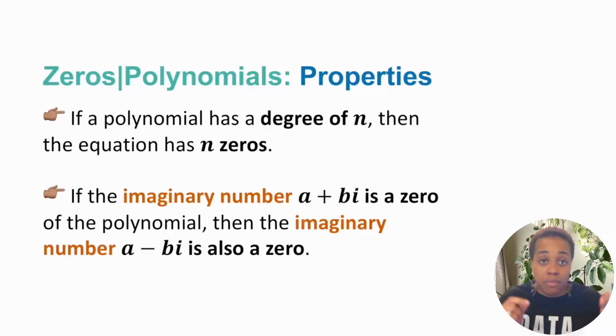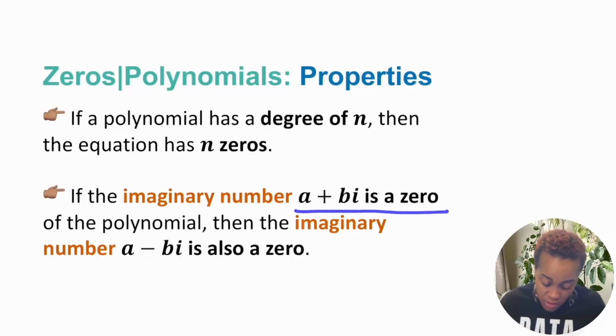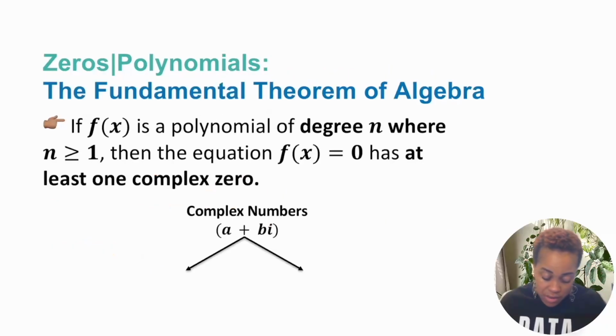If you end up with an imaginary number as a zero, you bring in its partner. So if you have a plus bi as a zero, a minus bi is also going to be a zero. And I'll show you an example of that. Okay, so imaginary numbers, their zeros come in pairs.